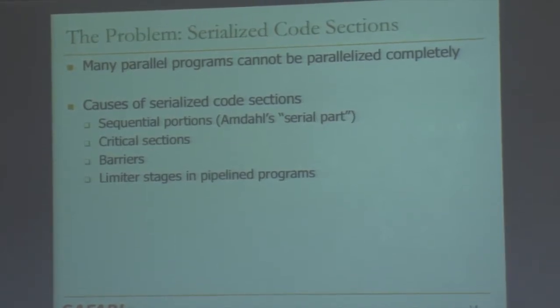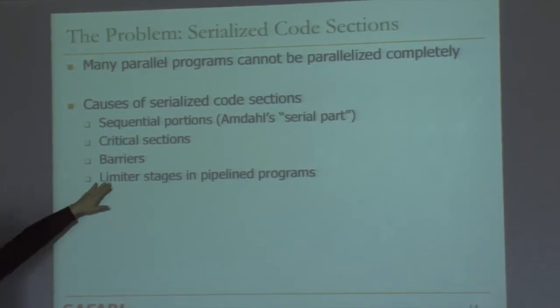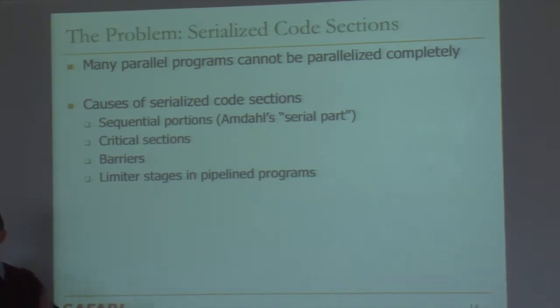There are critical sections, lock, unlock. Right? There are barriers, as we've discussed. All of the threads are trying to reach a barrier, and some of them actually reach early. Some of them reach late. And the last reaching thread determines the performance of the parallel program. And if the last reaching thread reaches that barrier significantly later than the previous last reaching thread, then you're running serially for a really long time, right?